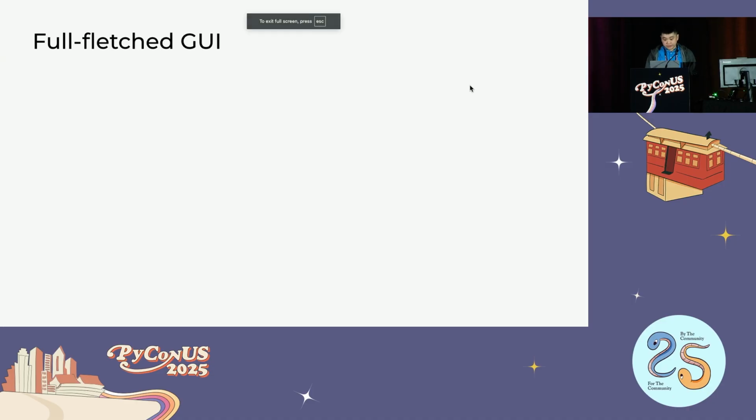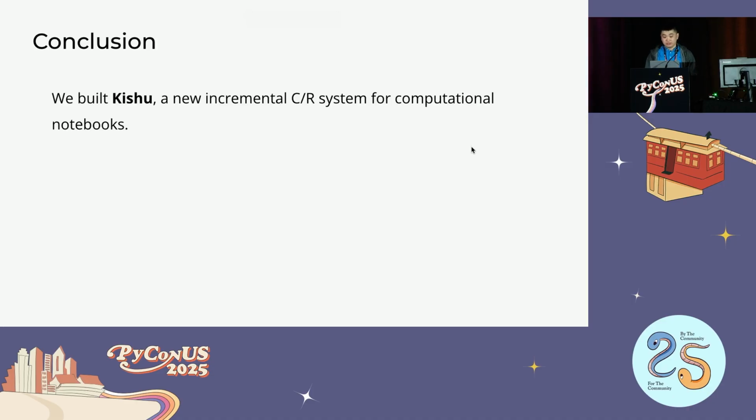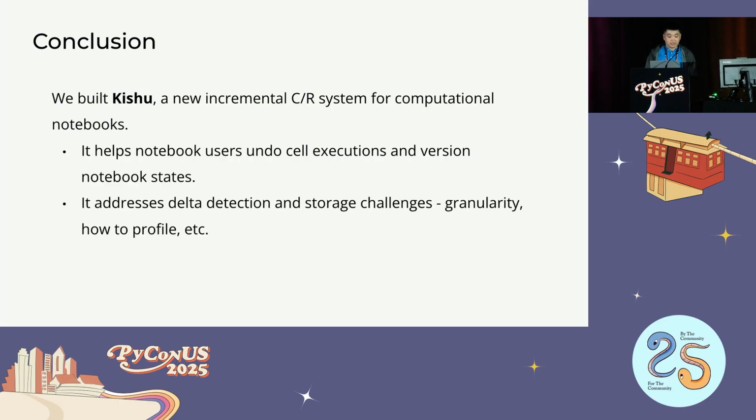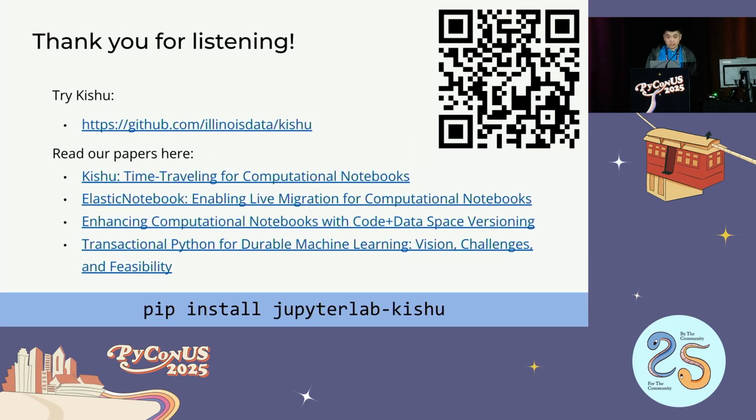All right, and going back, to conclude this talk, we built Kishu, a new incremental checkpoint and restoration system for computational notebooks. It helps users undo cell executions and version notebook states. And in order to do that, it had to address some delta detection and storage challenges, like delta granularity, how to profile deltas, and so on. All right, I think that's probably about it.